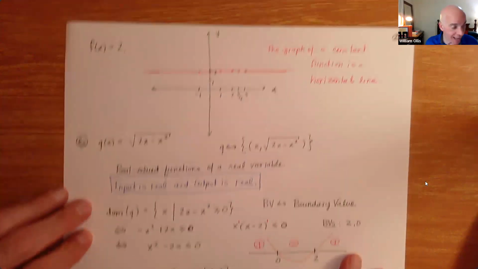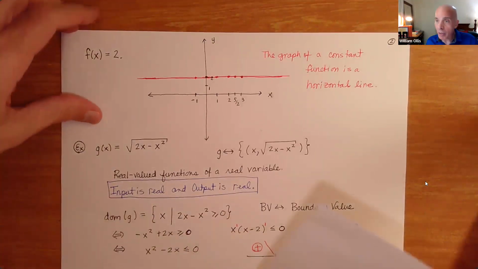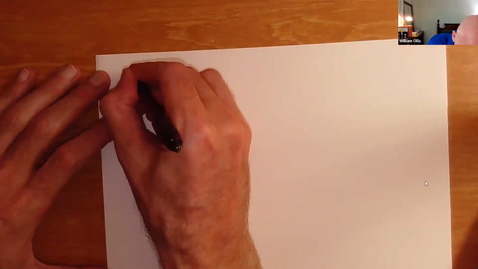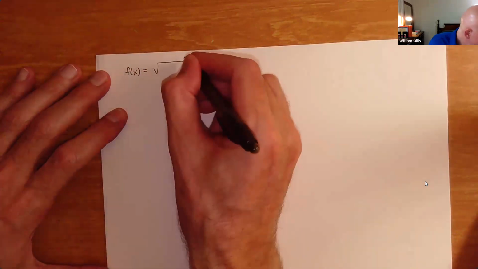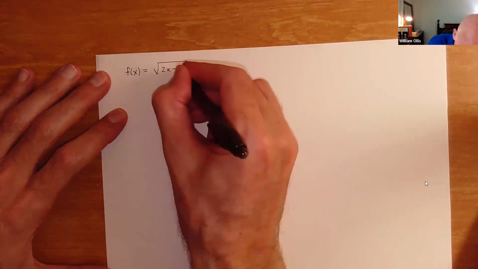Now, let's go back to what we were working on and think about what the range would be. So we have f of x equals the square root of what? 2x minus x squared. Now we're going to use our y variable.